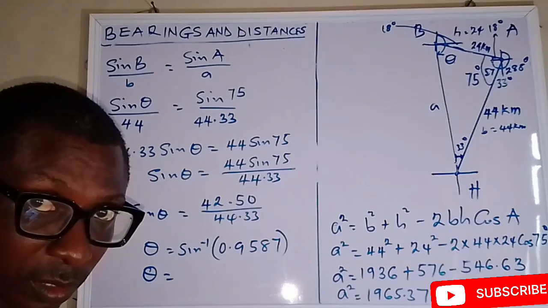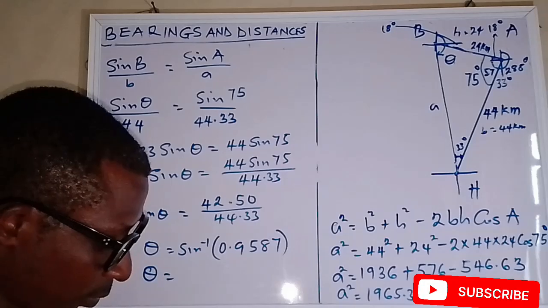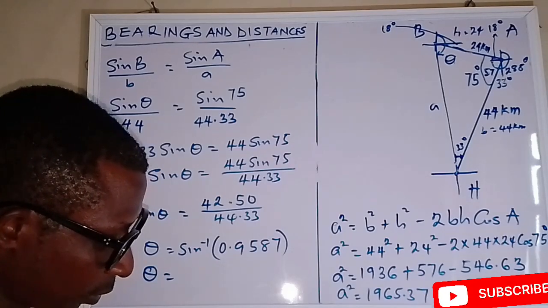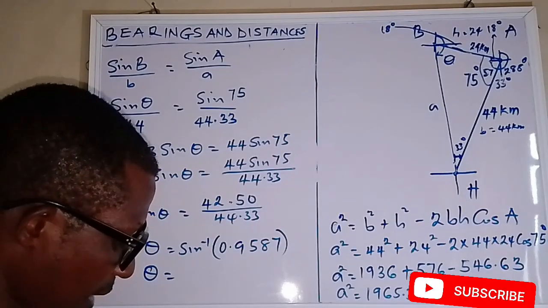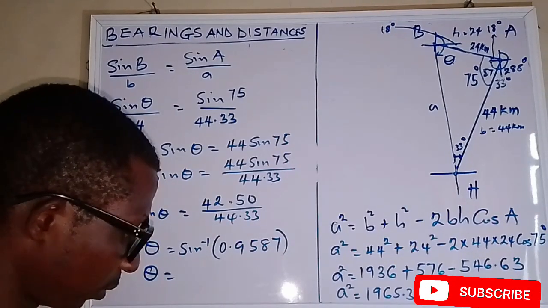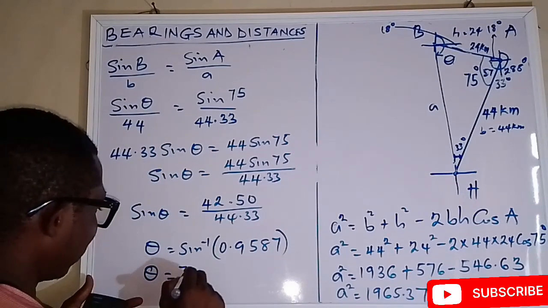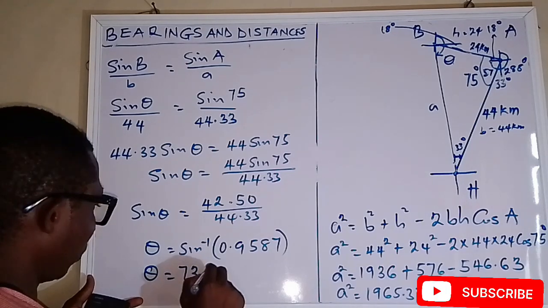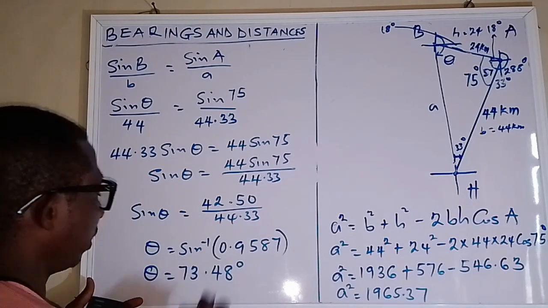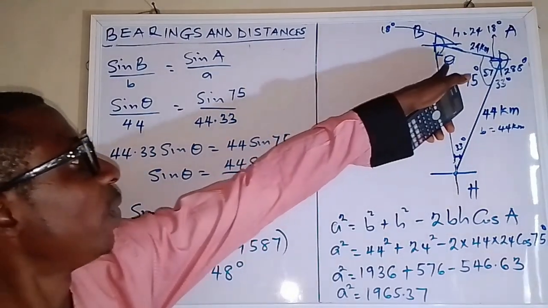So let's press that on our calculator. You press shift, the second function of sine, arcsine of the answer. So we have 73.48 degrees. Okay, so that's the angle we have here.